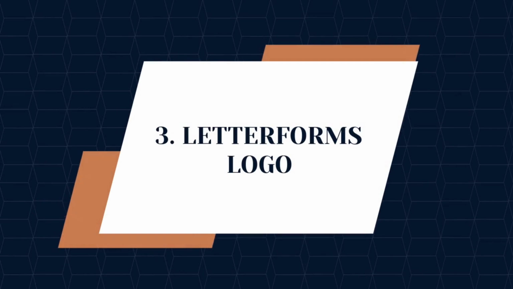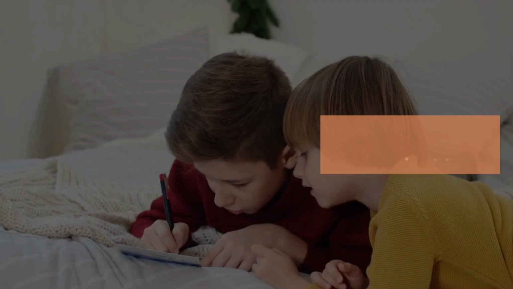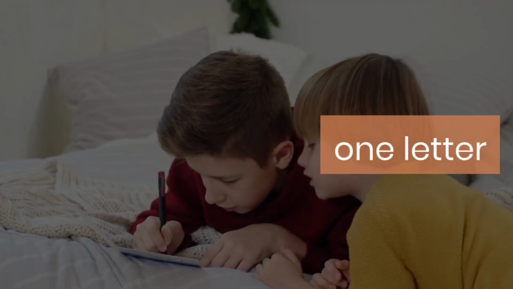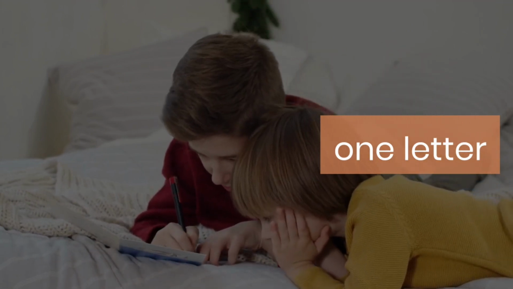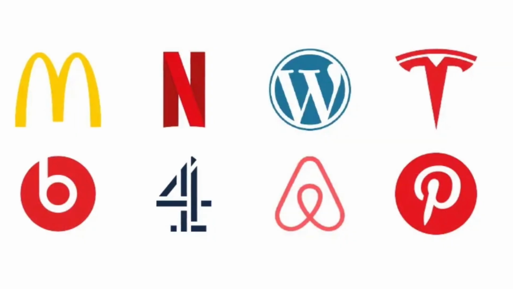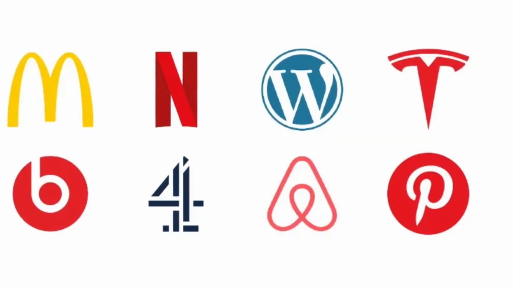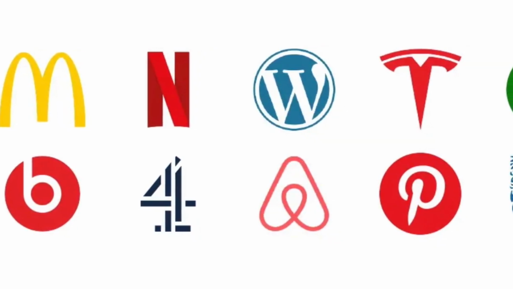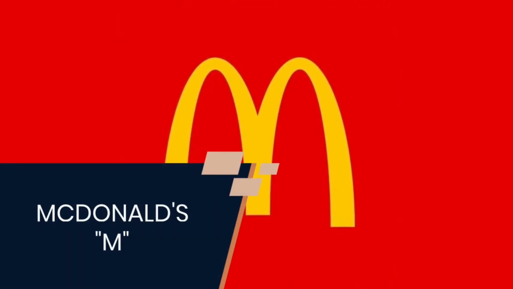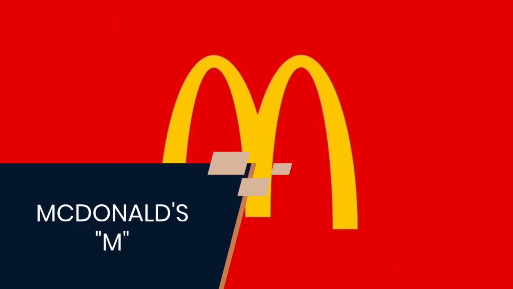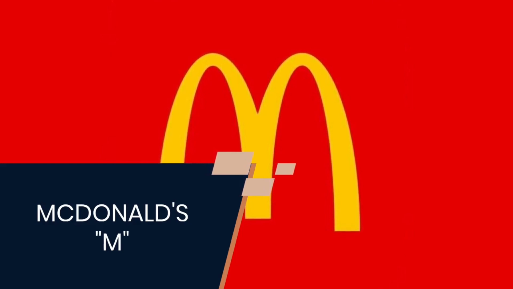3. Letterform logo. A letterform is a logo that uses just one letter to represent a brand or company. This single letter is usually the first letter of the brand's name, but it is designed in a special or creative way to make it stand out. Here are a few sample brand logos expressed in letterforms. Another is the M in the McDonald's logo, a simple but recognized letterform logo. Think of it like this, instead of showing the whole name of the brand, they just use one letter to symbolize the brand. It's a shortcut to a brand's name.